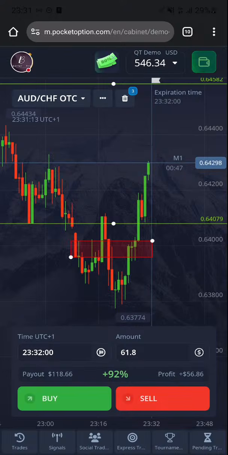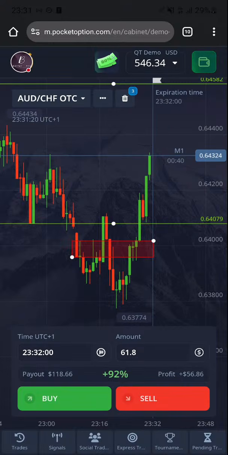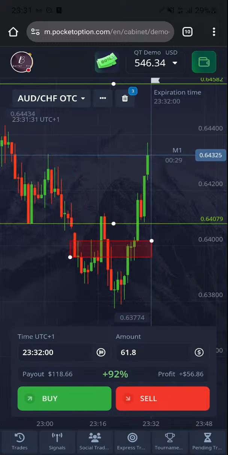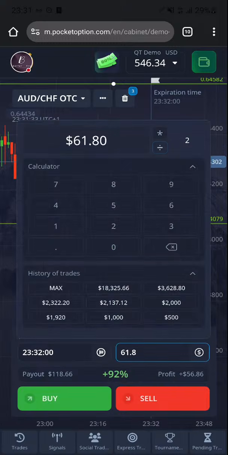If we have a continuation sign here, I'll go with the buyers. If we have a continuation sign. So let's see. Okay, we have a continuation sign. I'm going with the buyers, but I will go with small amounts.